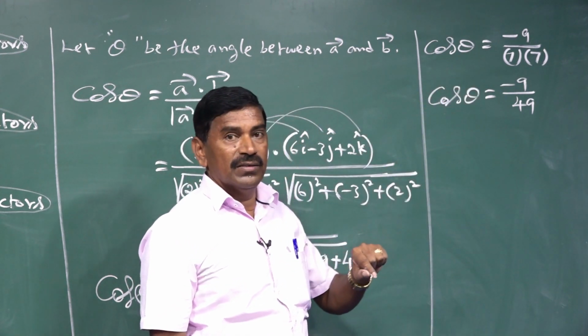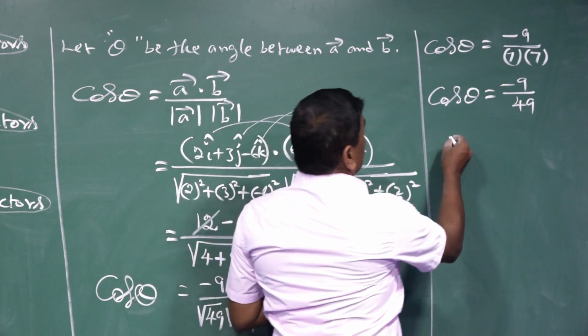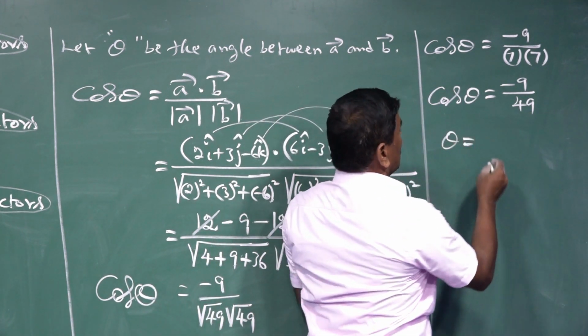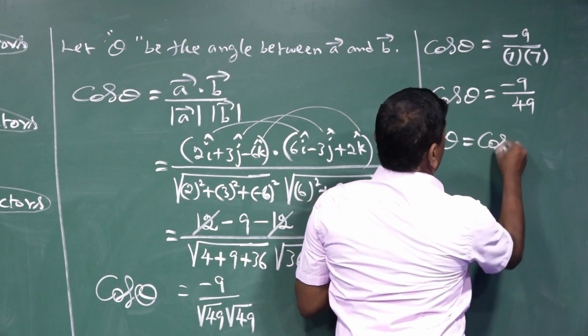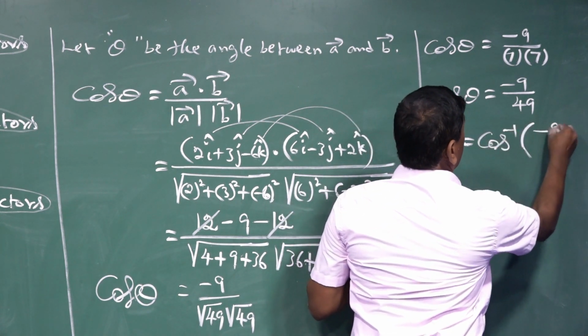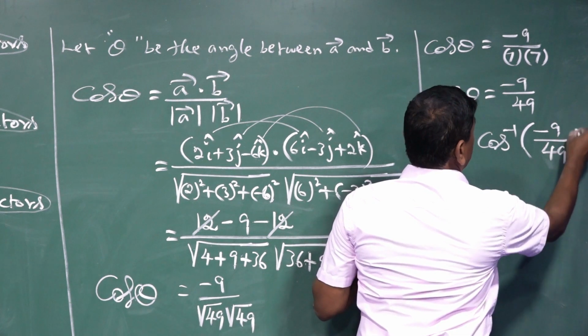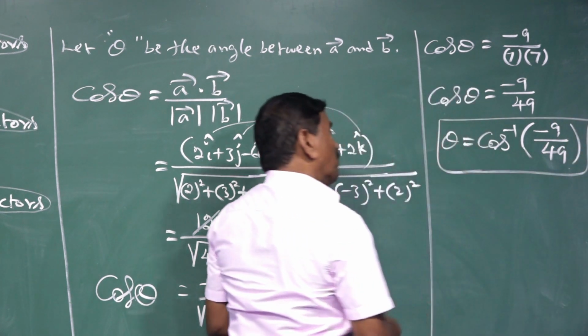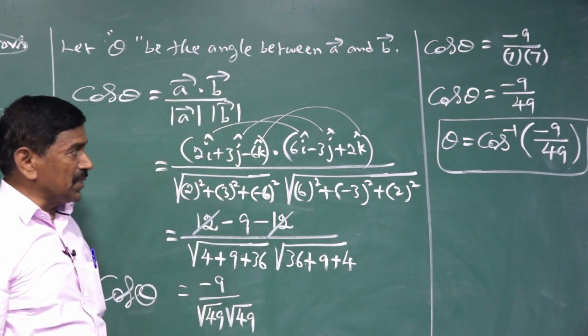But I need theta. Very good. So, therefore, theta is equal to, cos goes to the right, it becomes cos inverse. That is, theta is equal to cos inverse of minus 9 by 49, which is the required answer for the fourth topic, first subdivision.